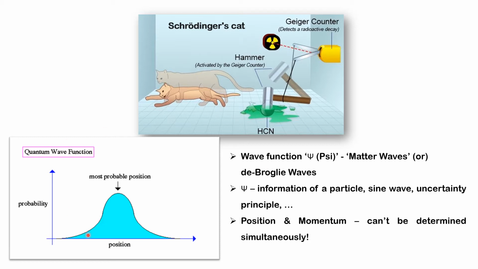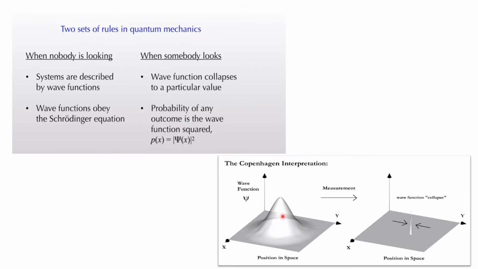So this graph represents the position of the particle along x-axis, its probability of existing in a particular position along y-axis based on quantum wave function psi. So what you see over here is the most probable position of a particle at a particular instant of time. As you see here, the wave function may collapse and exist as a particle in a particular position in space.